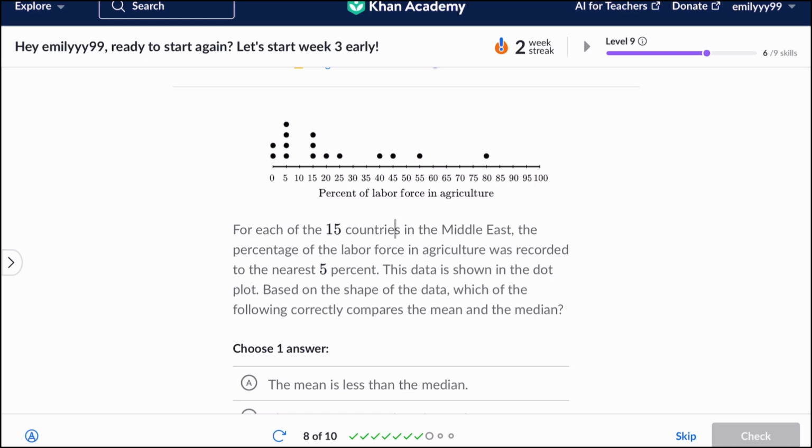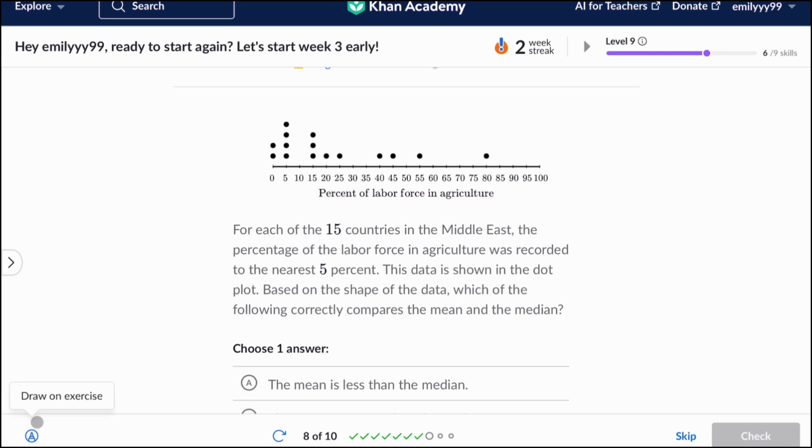For each of the 15 countries in the Middle East, the percentage of the labor force in agriculture was recorded to the nearest 5%. This data is shown in the dot plot. Based on the shape of the data, which of the following correctly compares the mean and the median? So all we have to do with this data, we need to find the mean and the median.